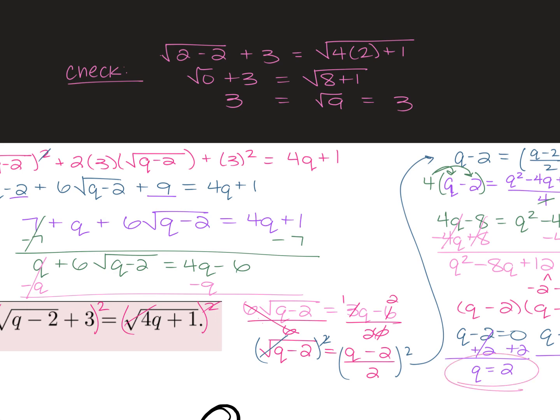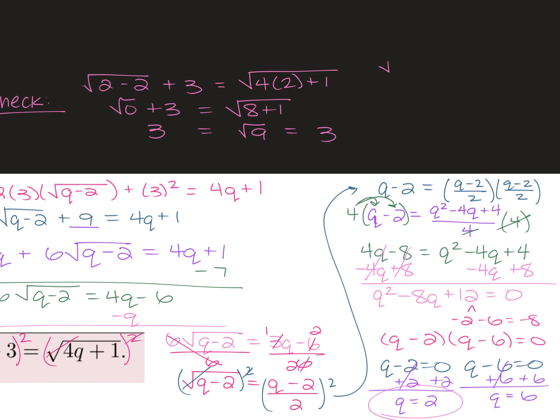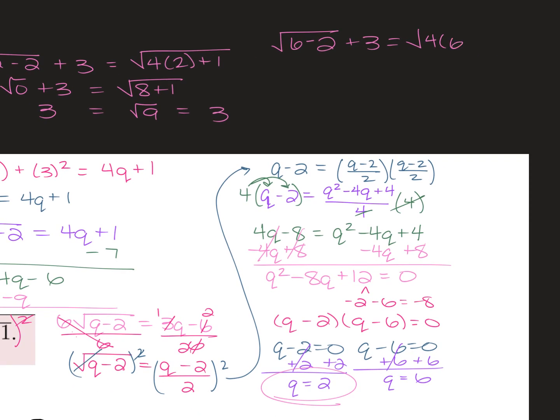Check the 6 as well. You have the square root of 6 minus 2 plus 3 is equal to the square root of 4 times 6 plus 1.